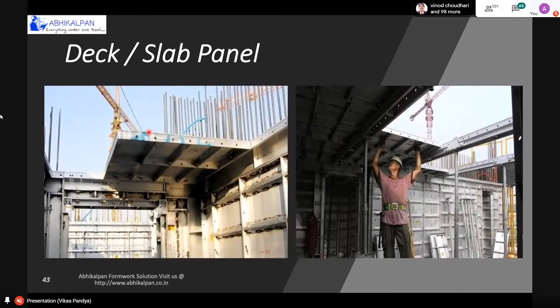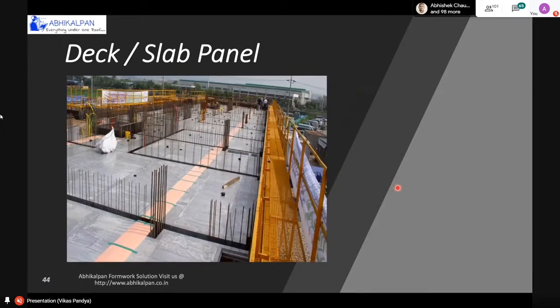As you can see in this picture, the first deck panel is assembled at the corner. Then we'll fix the end beam position. As you can see in that another picture, we will fix the end beam position, and then we will place the further panels and connect them using pins and wedges. So the most common or most useful accessories of this formwork system are pin and wedge. And the next useful is wall ties. We'll see in the further slides. So this is the entire assembly of the deck panel.